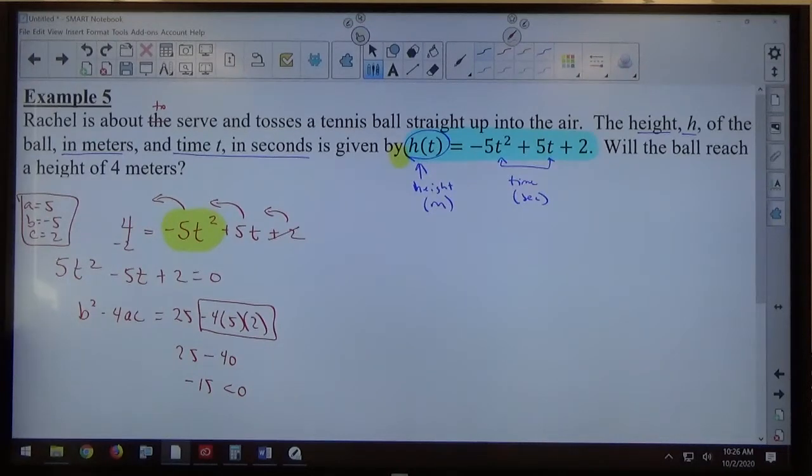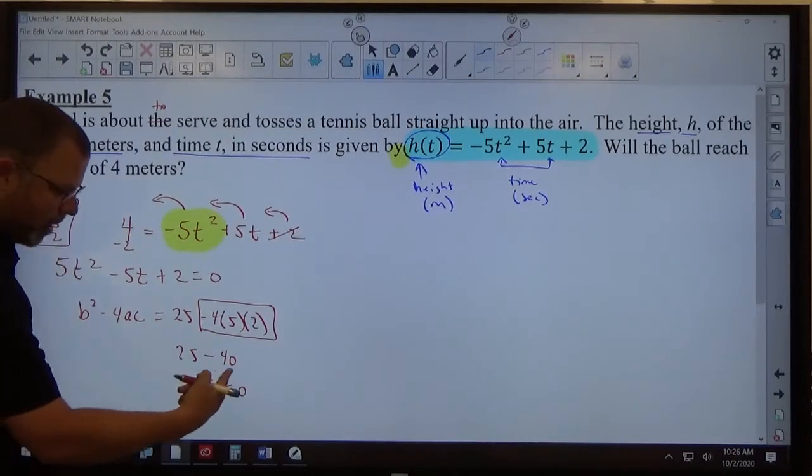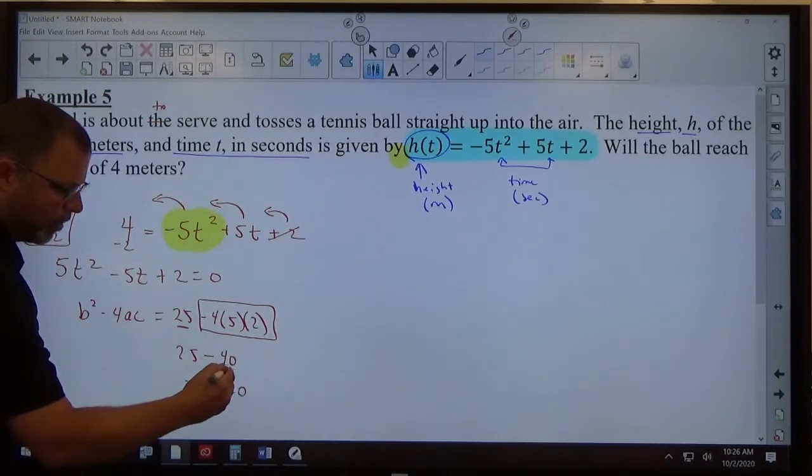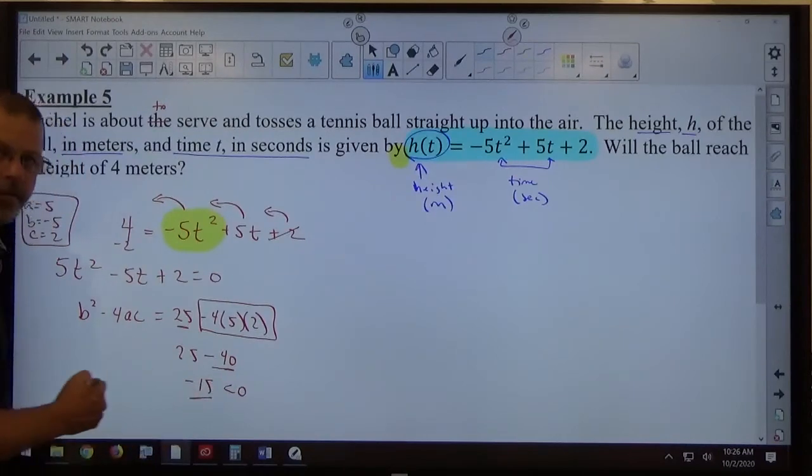How do we get 15 again? Oh, 25 minus 40. Okay. So again, 25 was b squared, and this product came out to minus 40. Then we subtract, so we get negative 15.